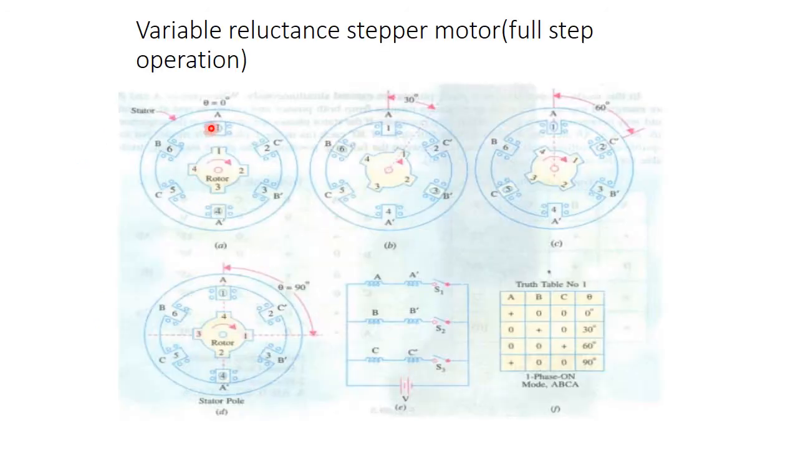You can just see your stator phase is 1, that is A, A dash, B, B dash, C, C dash. We have 3 phases and rotor is 1, 2, 3, 4 phases here. When you multiply, you will get it as angle is 30 degree. So for each pulse, the rotor is rotated at an angle of 30 degree.